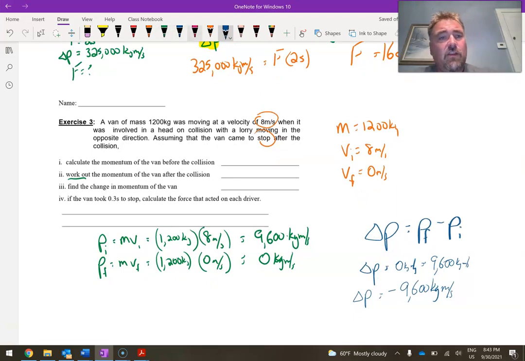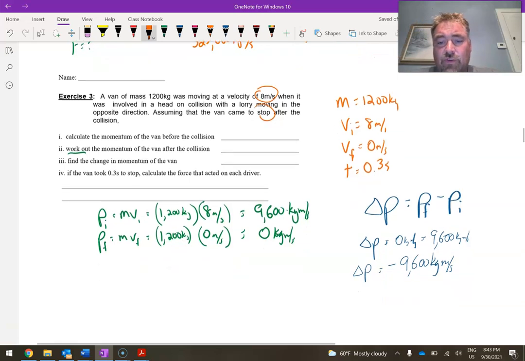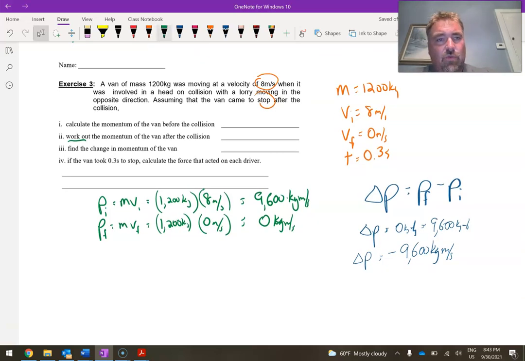All right, and then finally, part 4: if the van took 0.3 seconds to stop, calculate the force. So we're given another given here, a time of 0.3 seconds, and we need to find the force. Initially, I don't know the force, the acceleration, or the mass. But I do remember that the change in momentum is equal to the mass times the change in velocity, and it's also equal to the force times the change in time, which is equal to the impulse. So once again, I'm going to use my change in momentum and my force times the change in time to solve this problem.